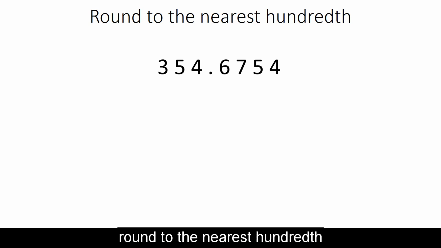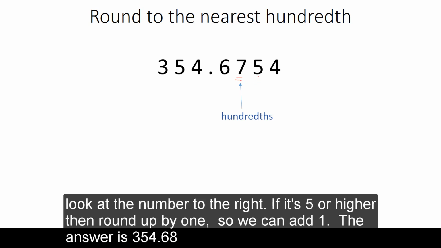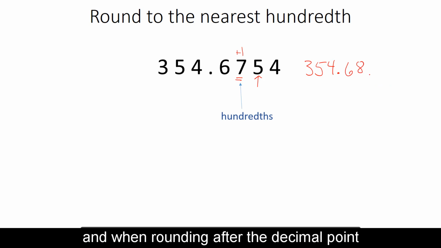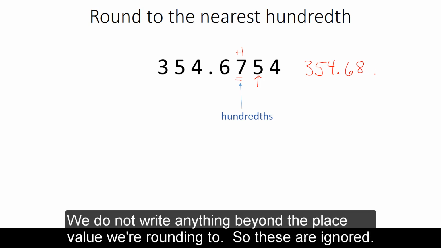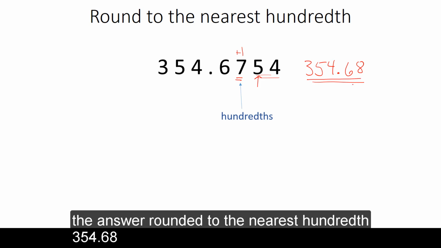Round to the nearest hundredth. Step 1, identify the place value you are rounding to. It's 7. We then look at the place to the right. If it's 5 or higher, we round up by 1, so we're going to add 1. And when we write the answer, it will be 354 and 68. And then after the decimal point, we do not write anything beyond the place value we are rounding to. So these are ignored. So here's the answer rounded to the nearest hundredth.